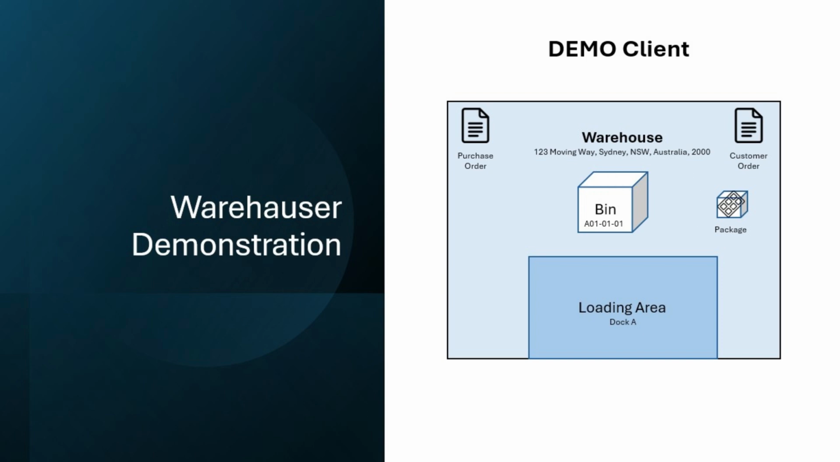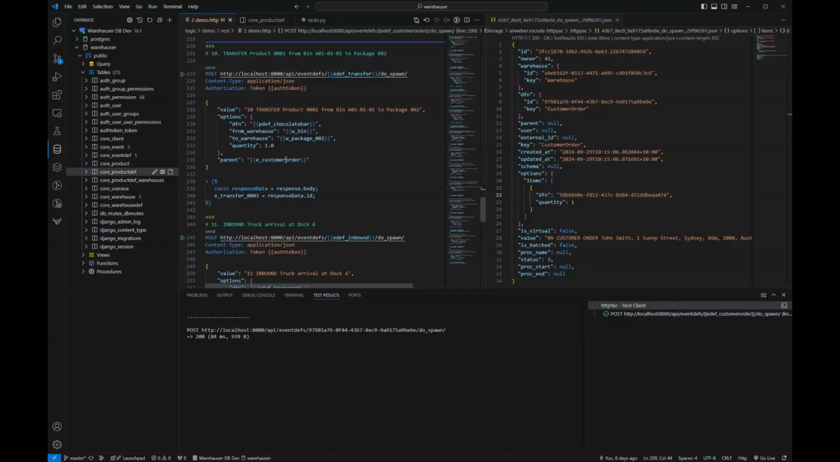Next, we need to collect the order item from the bin. To do that, we will send a transfer event. So here's the transfer event body data payload. We give it, again, a descriptive value. And in the options, we define a definition of the chocolate bar. So we want to transfer chocolate bars from the warehouse that is the bin A01-01-01 to the warehouse, which will use the same package as before, and a quantity of 1. And the parent event to this transfer event is the customer order because it relates to the customer order.